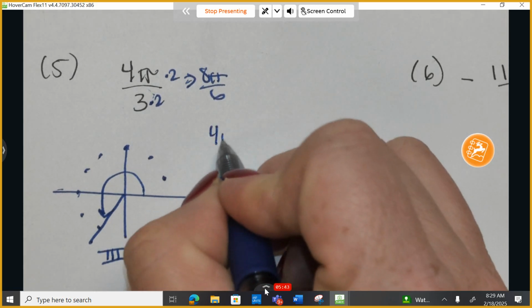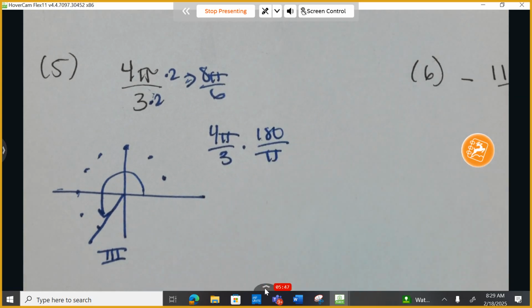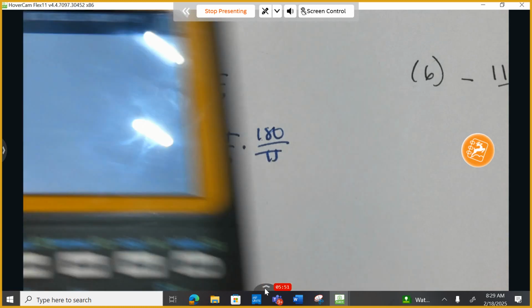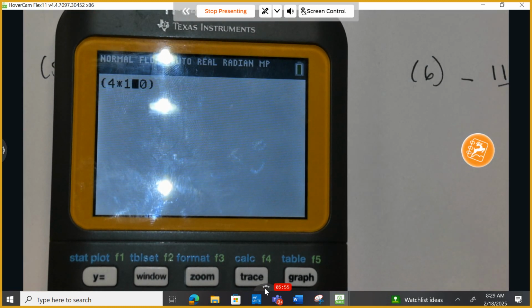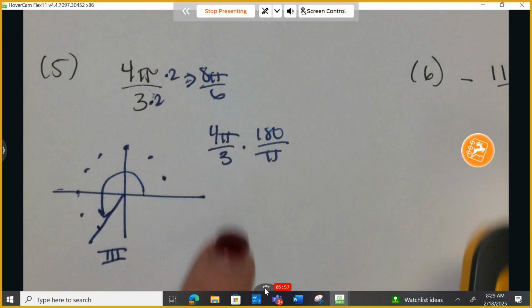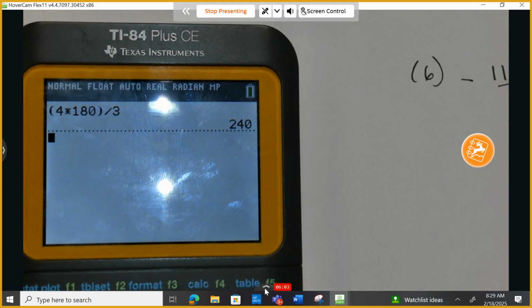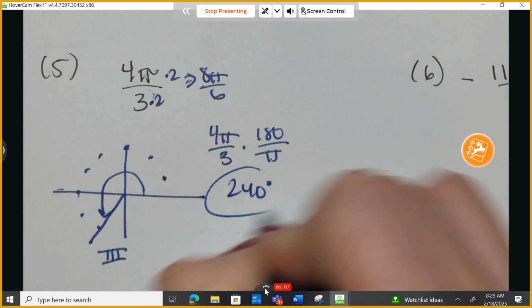Now, how do I turn it into equivalent degrees? I'm multiplying by 180 over pi, which means I'm grabbing my calculator, and I'm taking 4 times 180, in parentheses, and then I'm going to divide it by a value of 3. And those pi's on top and bottom are going to be simplified to 1. And that's how we end up with this 240. This is equivalent to 240 degrees.